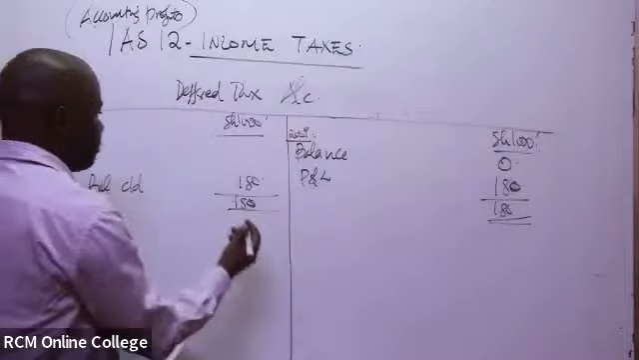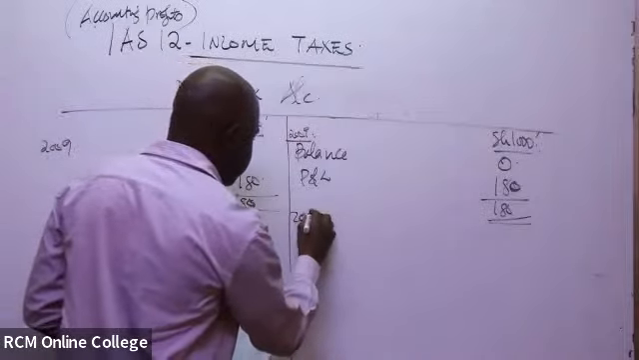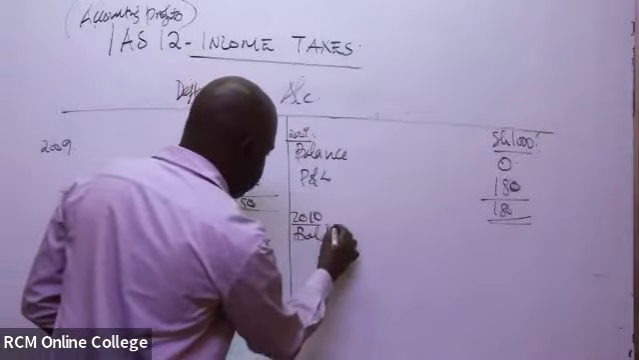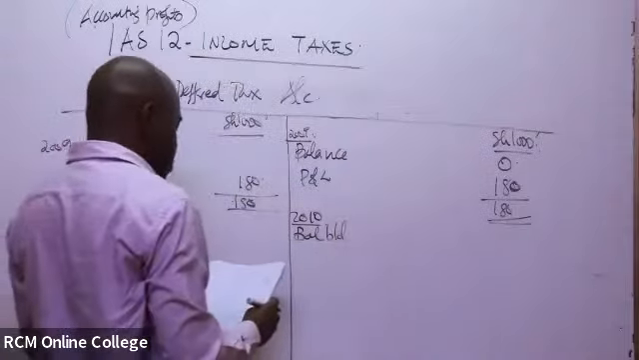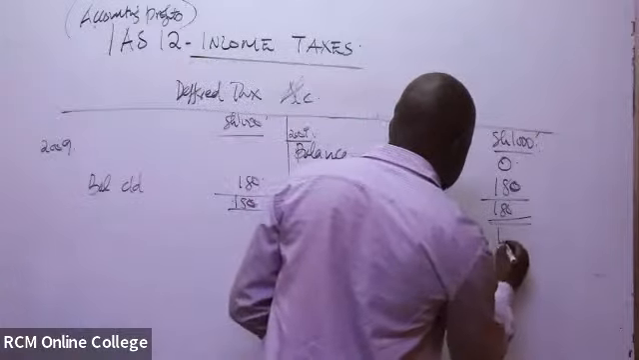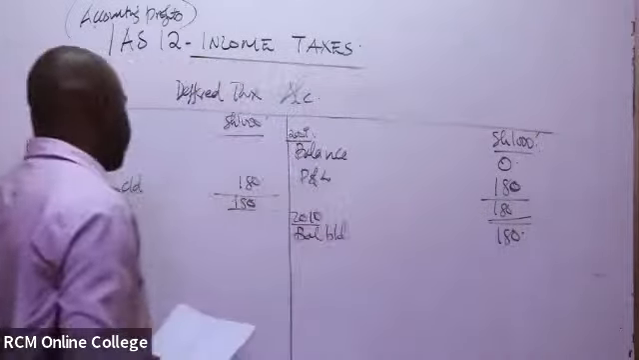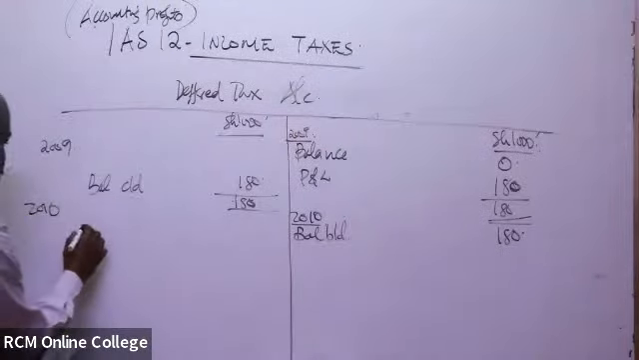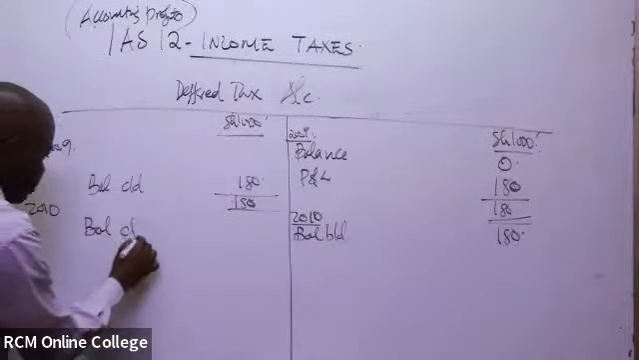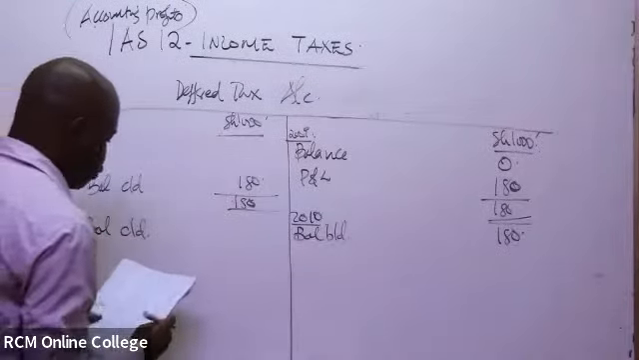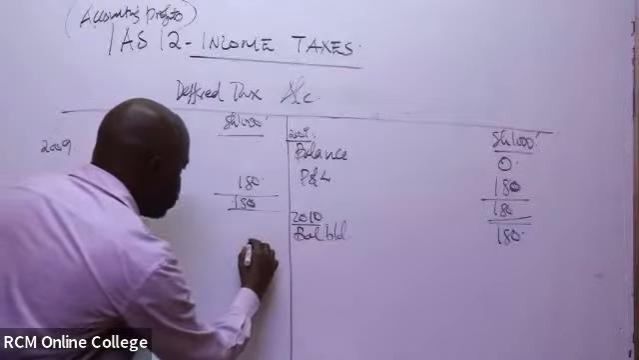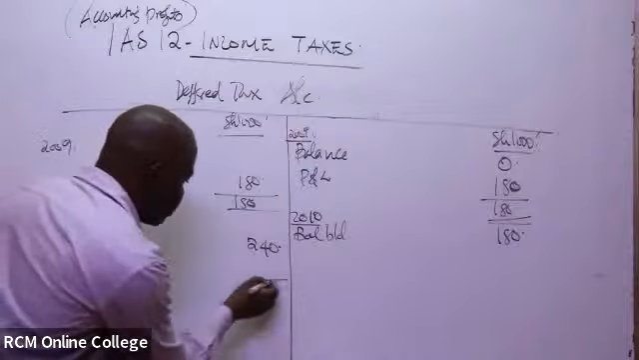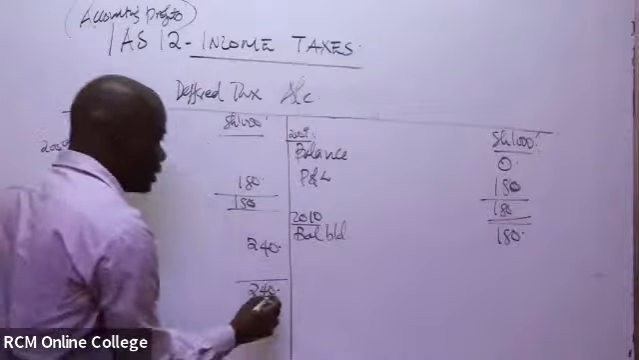But now in this case, the coming year we had, that is 2010. So we have a balance brought down of 180. But by the end of the year, our balance carried down, that is 2010, is actually how much? It is actually 240. So there was an increase of 60. So the total here you can see is 240.